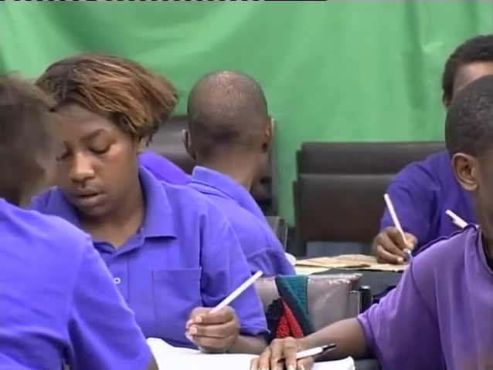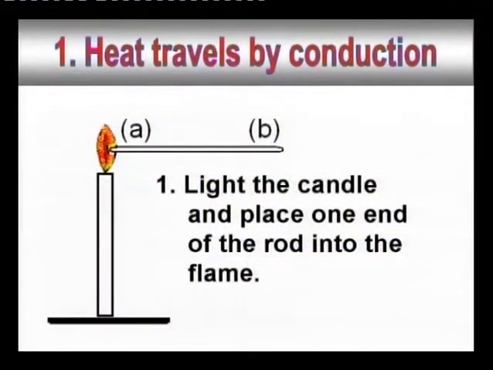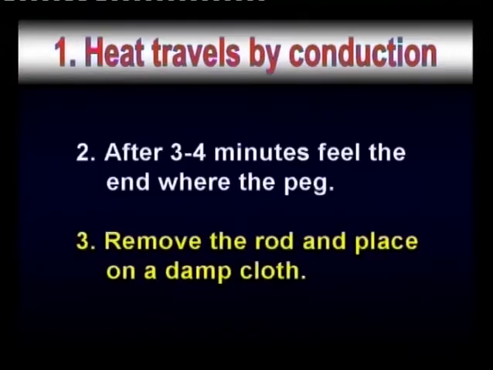All right, let's go through our questions. Question number 1 for activity number 1. Activity number 1 is: light the candle and place one end of the rod into the flame. Our questions are, describe what you feel at point B or at one end of the rod, and why you felt this end of the rod when you touched it after 3 to 4 minutes.